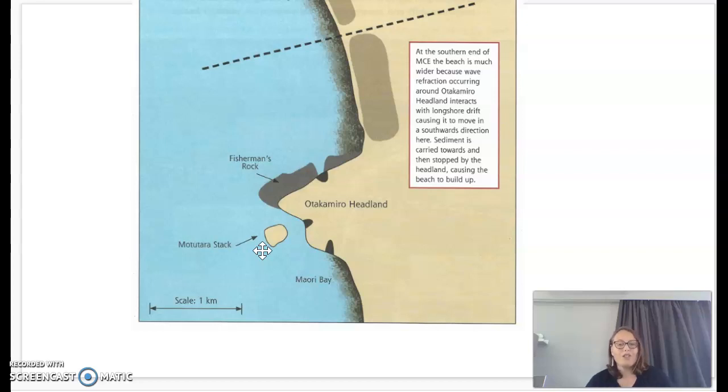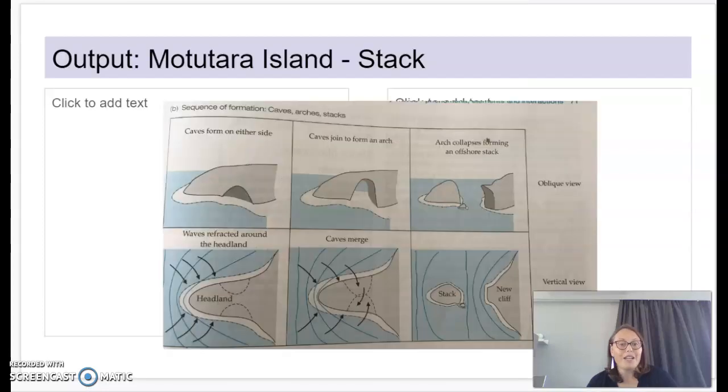So I'm hoping that you've watched this one after you've watched the processes that created the caves, because that is essentially exactly how Motutata Island was created. All right, so we have our climate, the transfer of energy from the wind into the waves. We've got our wave pounding, so we've got the transfer of energy from the waves and into the rocks, and then we've got all of our wave processes, primarily our hydraulic action and our attrition. So those are still the primary key processes that have happened to create the stack, Motutata Island.